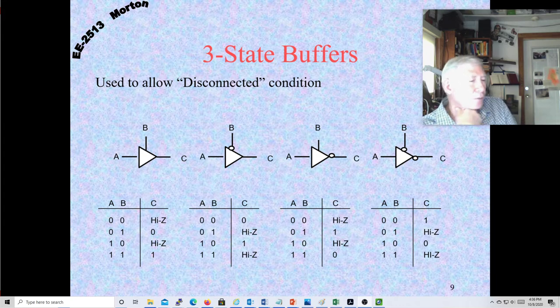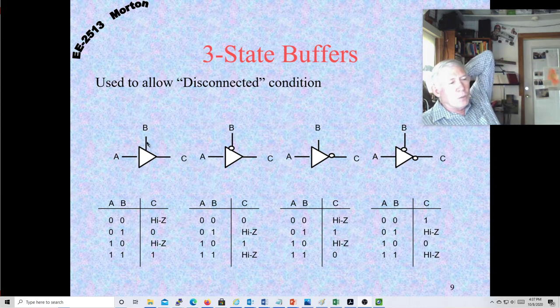They're very important building blocks in our toolbox of logic gates, and these are used extensively. When we talk about the control input here, B, we talk about whether it's active or inactive. Some of these are active high, like in this case, this B here is active high. So when B is a 1, it turns on the buffer, and C will be equal to A.